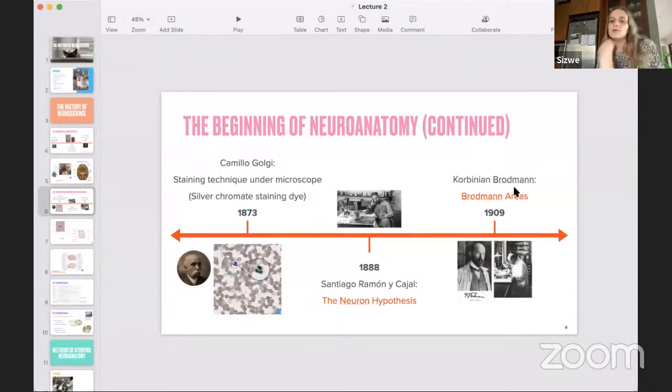Okay, Korbinian Brodmann. Brodmann is the person who came up with Brodmann areas. This is all the way back in 1909. What he did was say, okay, here's our big brain sitting in our head, and I think each part of our brain has a certain function. He was able to first label all the parts of the brain and then say what each of those things do.